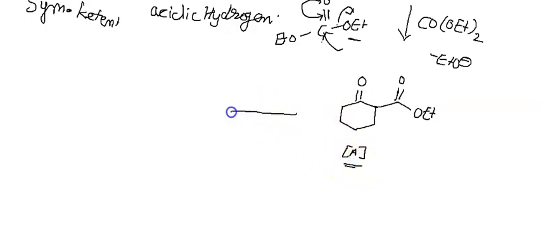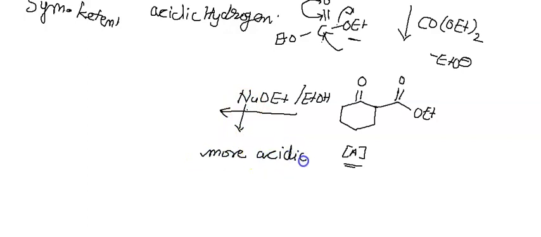In the next step further, NaOEt with EtOH is given. See, this is your base as well as a nucleophile, and it has a tendency to remove the more acidic hydrogen. Which hydrogen is removed? The more acidic hydrogen is removed.